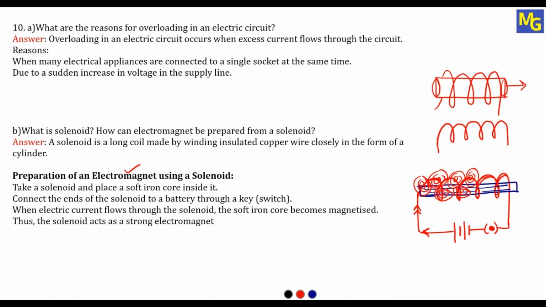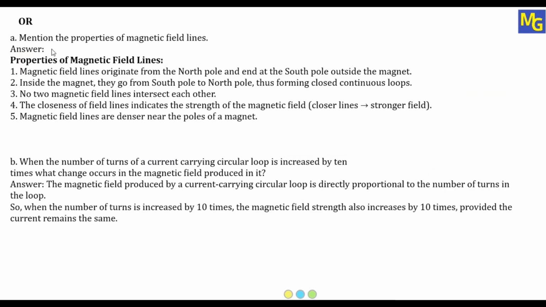After this we are going to see question number 11. So, question number 11, sorry, it is not question number 11, it is the OR option for question number 10. So either you can solve the earlier question or this. This question is also divided into two options, that is A and B. So see here, mention the properties of magnetic field lines. So we have to write the properties of magnetic field lines.